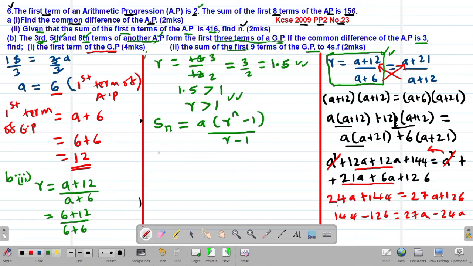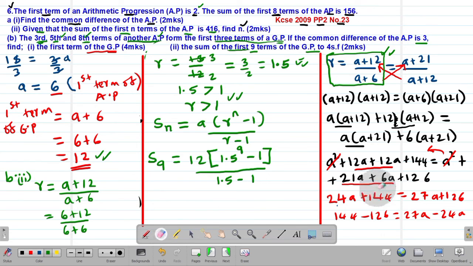So if I substitute the values, we are required to find the sum of the first 9 terms of the GP. So S9 will be equivalent to the first term, of course, we found the first term of the GP to be 12. So this is 12, then into bracket R, our value of common ratio, we found it to be 1.5. So this is 1.5 to the power of n, of course, our n is 9 because we are talking of 9 terms, then minus 1. Then we close the bracket, divided by 1.5, which is the R, then minus 1.